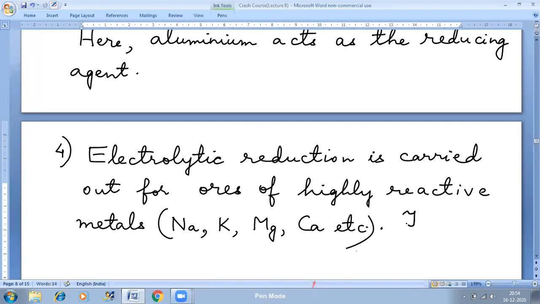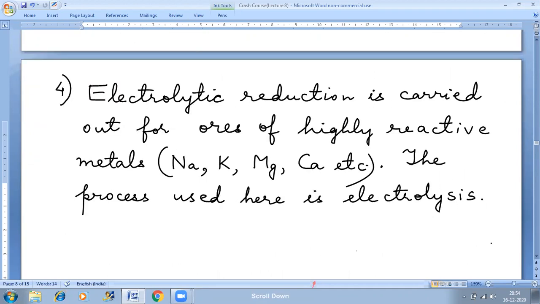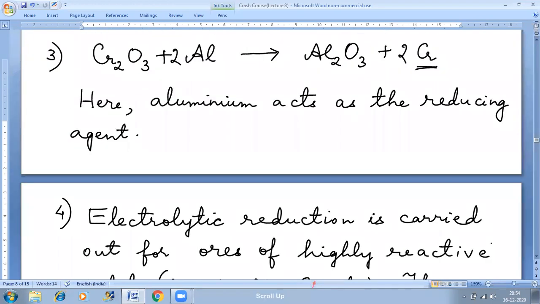The process used here is electrolysis. The process used here is electrolysis. So these are the things that we should know for reduction of oxides of metals.